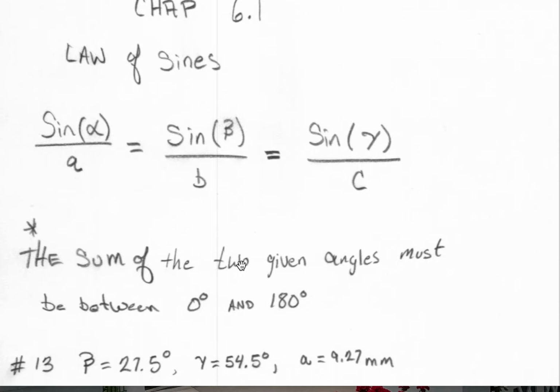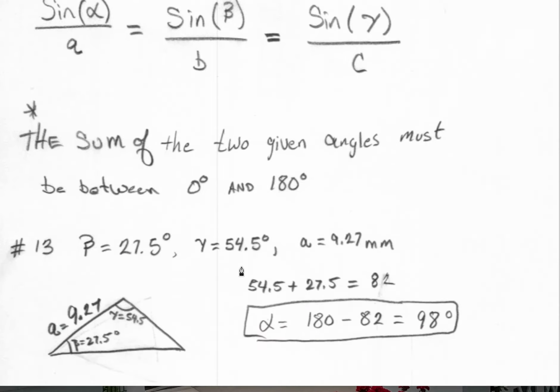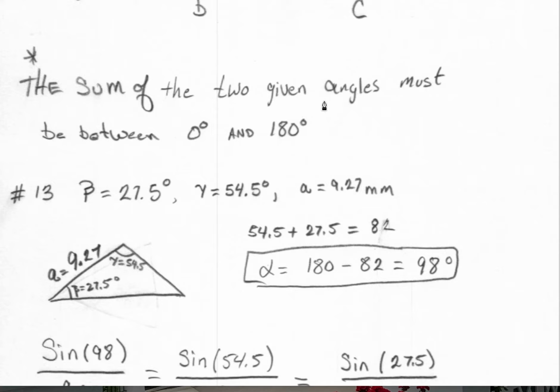So one thing I want to point out here, the sum of the two given angles must be between 0 and 180. So if you give me two angles, then they have to be between 0 and 180, not including the endpoints, right? So not including 0 degrees or 180 degrees. So in between someplace.